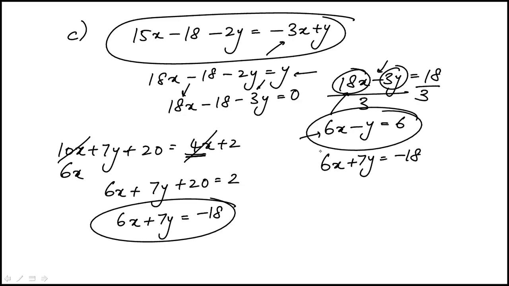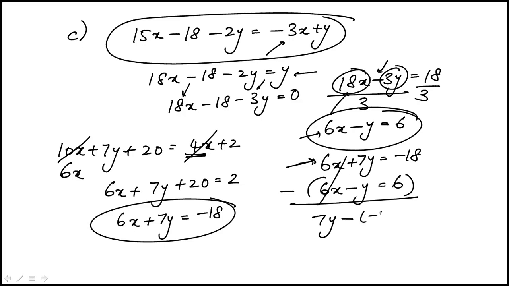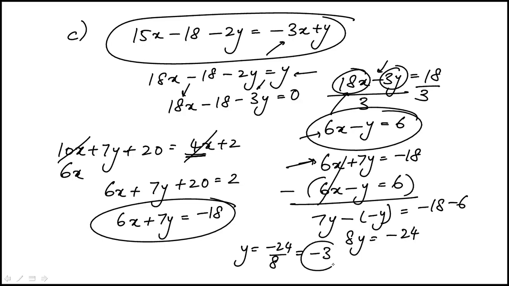And I notice a 6x and 6x, so if I were to subtract them, I know that the 6x terms would drop out. I'm going to write this one at the bottom, and if I subtract the bottom one from the top, the x terms drop out, and I'm left with 7y minus y, because this minus would actually become plus, and then minus 18 minus 6. This is 8y, and on this side I have minus 24. So y is minus 24 over 8, which is minus 3. So I know the value of y.